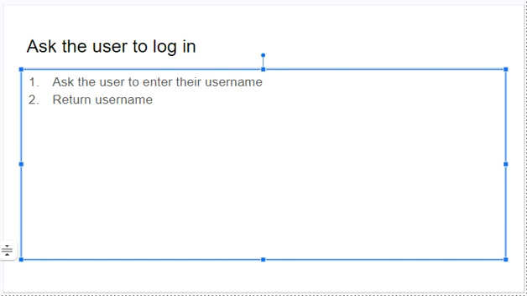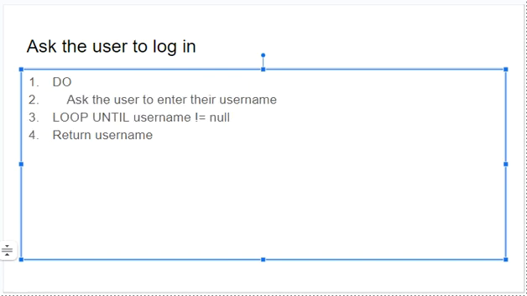But let's imagine we're going to have to validate it a little bit more. So here's a slightly altered version of the pseudocode where we've got a little bit of validation, and we're just repeatedly asking the user to enter their username until it's not null or blank. Okay, so that's a more extended pseudocode where we're just repeatedly asking them to enter the username until it's not null, but we can go further.